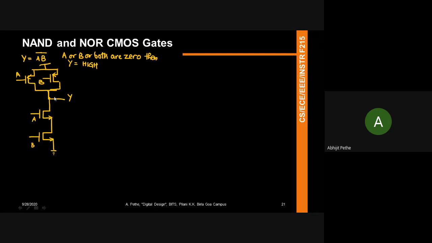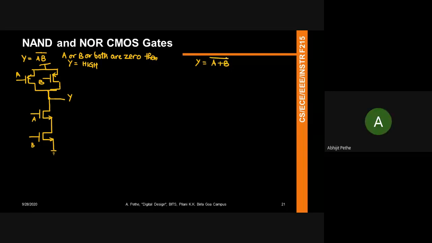Y will go to 1 if A is 0, or B is 0, or both A and B are 0. So what you see is a transistor network which looks parallel in the PMOS and in series in the NMOS. Now let's do the flip version of this, which is A plus B. Why don't you try this and tell me how the CMOS circuit looks?